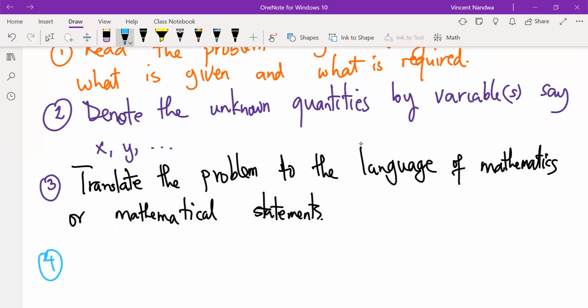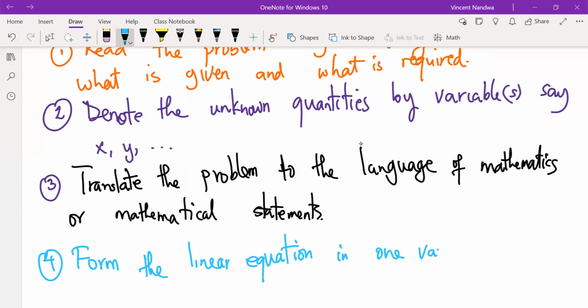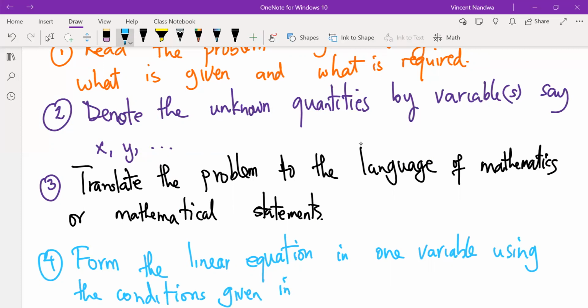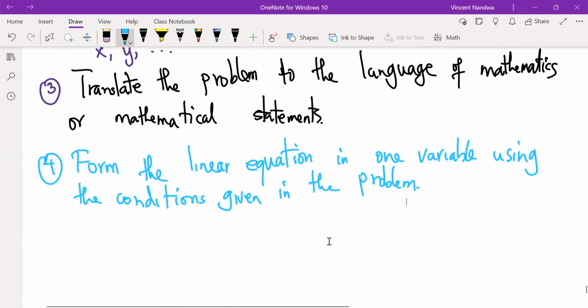Number four, form the linear equation in one variable using the conditions given in the problem. In case the problem is testing simultaneous equations, where you have more than one unknown variable, you still translate the same information in terms of linear equations involving the variables at hand.